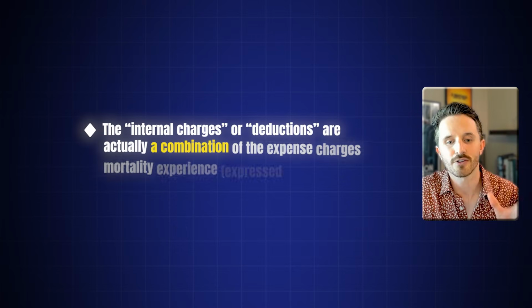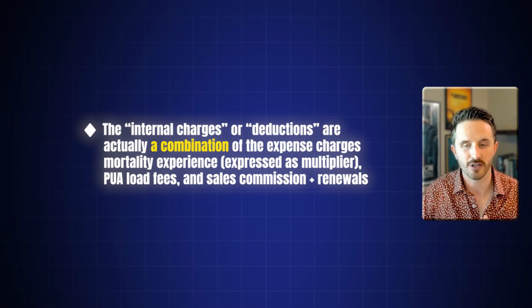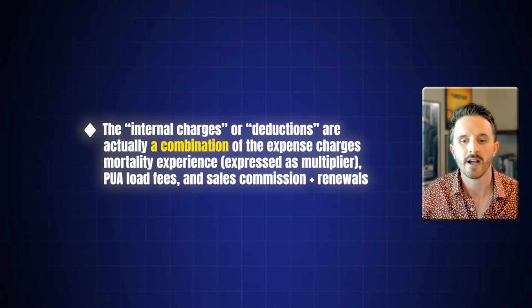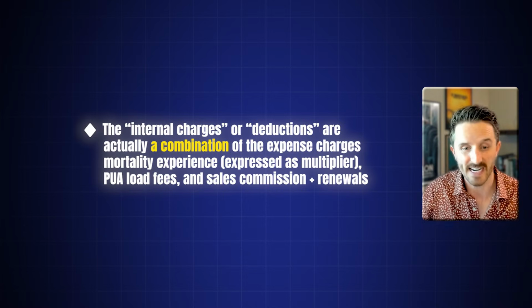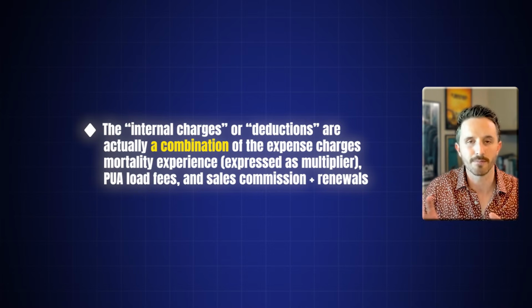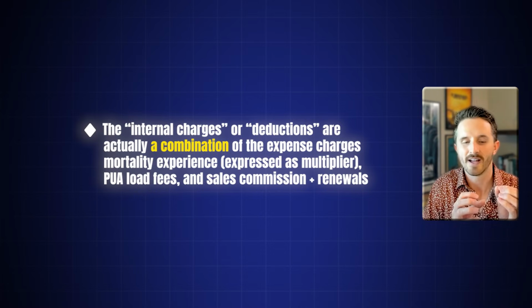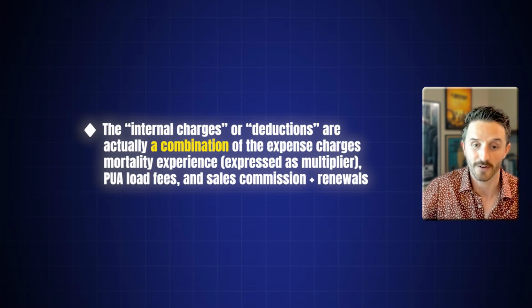So the internal charges or deductions that we're going to find out here are actually a combination of what we just saw in the last couple slides: the expense charges, the mortality experience, which is expressed as a multiplier, the PUA load fees, and the sales commission and renewals, along with the underwriting and APS. So that's what the deductions are, right? And I don't know the constituent parts of that number. I don't know how much of each of these numbers is each one of those, but I know cumulatively, this is the amount that had to be deducted from this policy in this year for these numbers to work out.